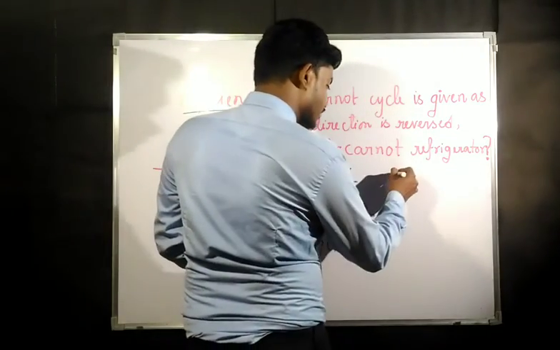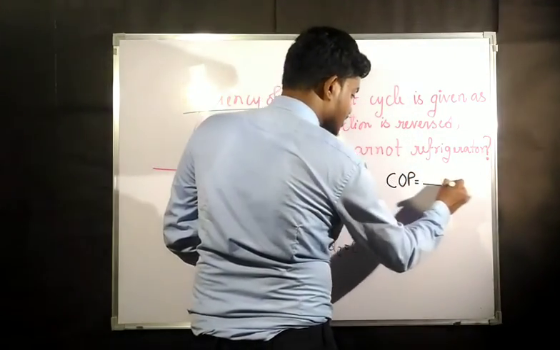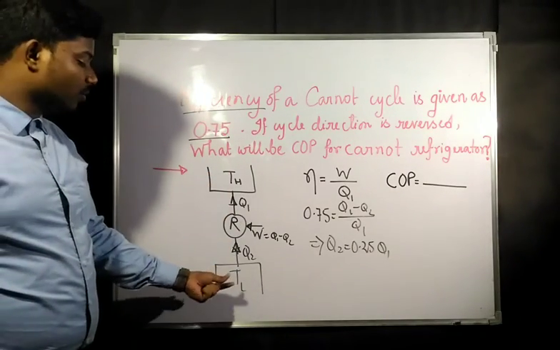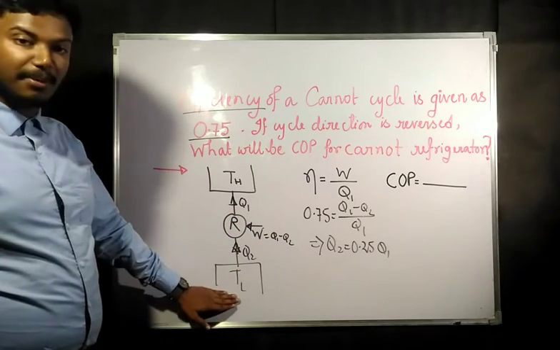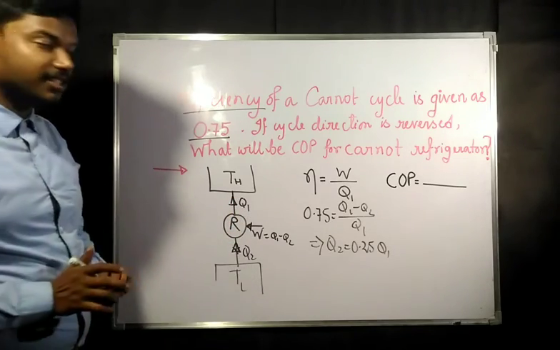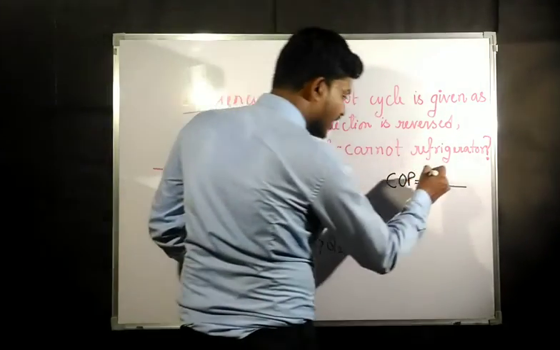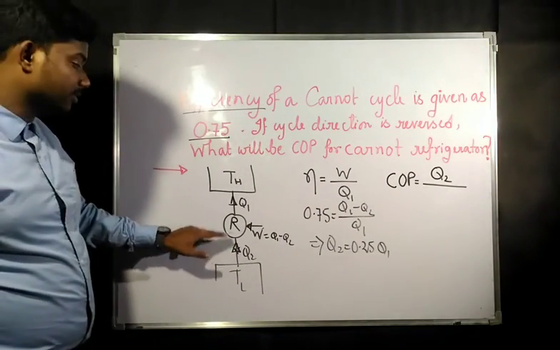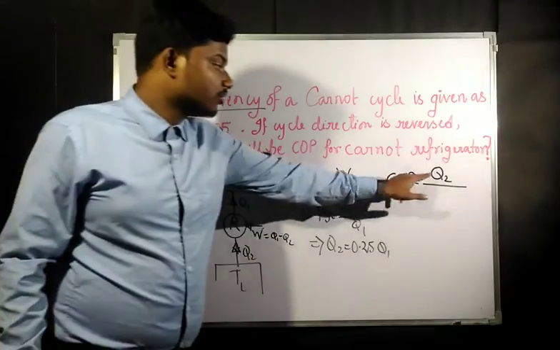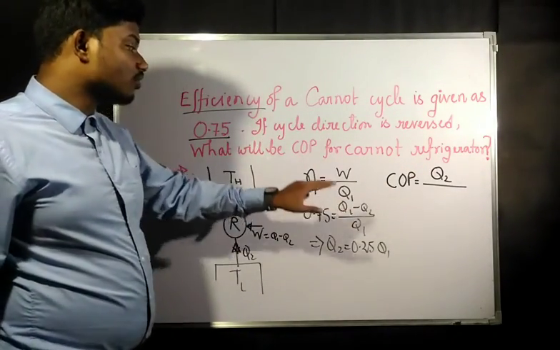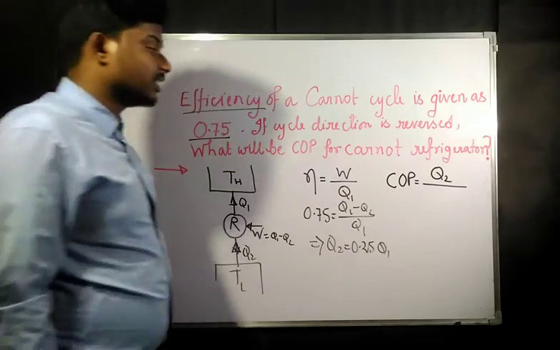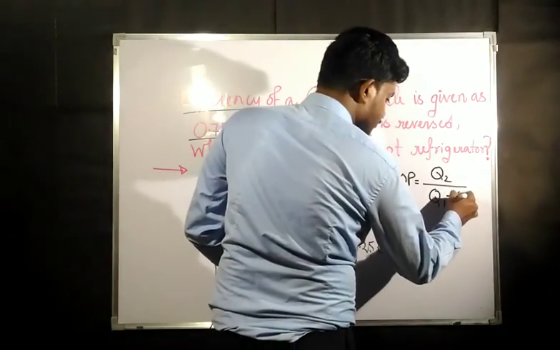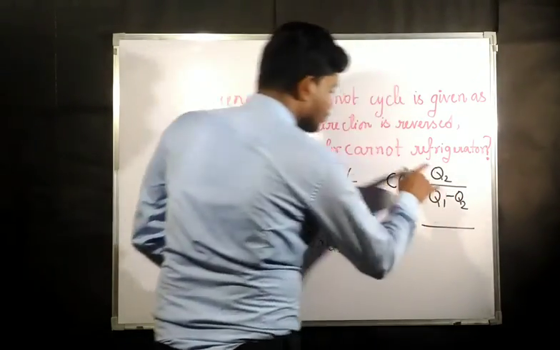Now we need to find the COP of the refrigerator. As we all know, for COP we need the desired effect, that is, the heat it takes out from the lower temperature so that it can maintain that temperature. So the desired effect is Q2. For refrigeration, the desired effect is Q2. For a heat pump, the desired effect is Q1. And what is the amount of energy you are giving as input? This is W, the work you give as input. So W is equal to Q1 minus Q2. Now you know the Q2 relation.